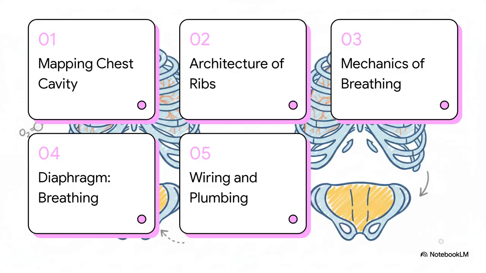Here is our blueprint for the explainer. First, we'll be mapping the chest cavity. 2, looking at the architecture of the ribs. 3, the mechanics of breathing. 4, diaphragm, the breathing engine. And finally, 5, wiring and plumbing.